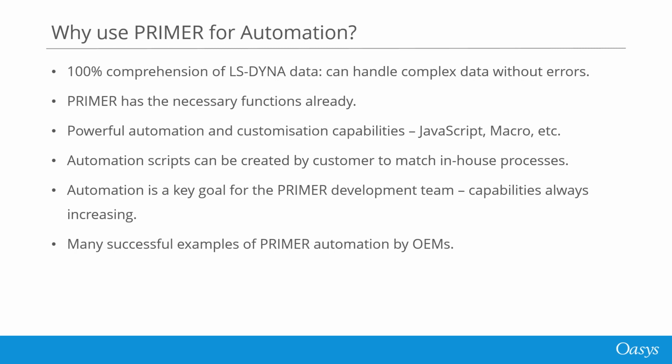It has powerful automation and customization capabilities. So we have our internal scripting language. We can run macros and so on. And automation scripts can be created by customers to match in-house processes. Automation is a key goal for the Primer development team. Capabilities are always increasing. And there's many successful examples of Primer automation by OEMs.